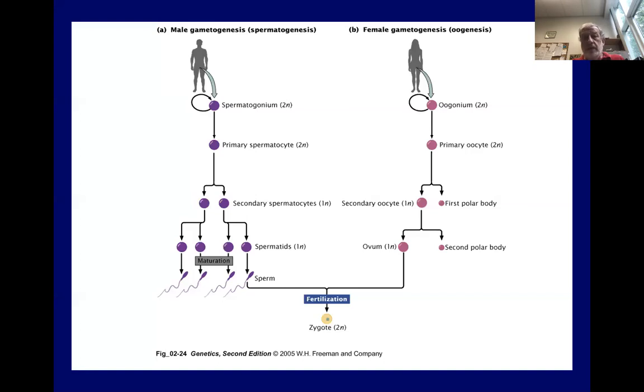So this is a comparison of the two. In males, spermatogenesis, from one spermatogonial cell, we get 4 haploid sperm. For women, for one oogonial cell, we get 1 haploid ovum. And the other 2 are polar bodies, which are degraded by the cells. It's just the extra DNA.